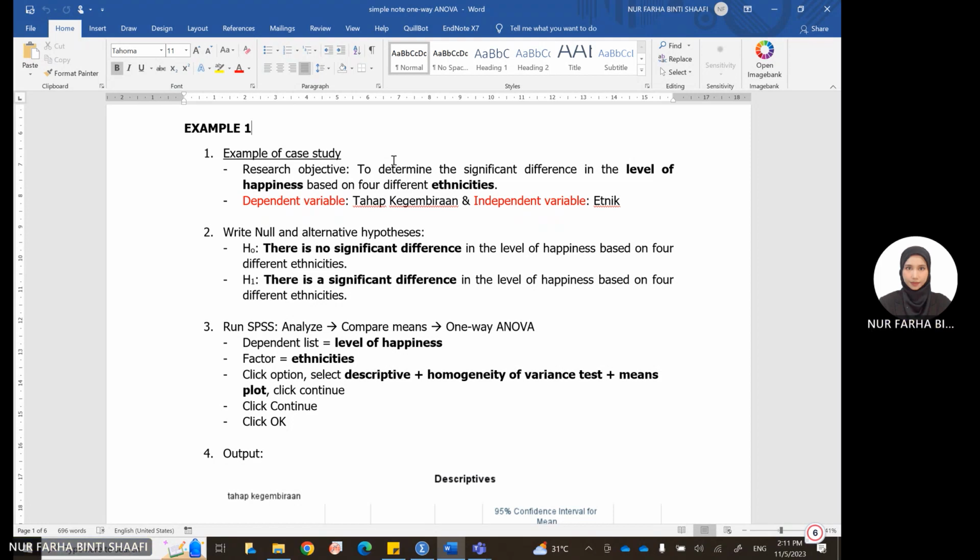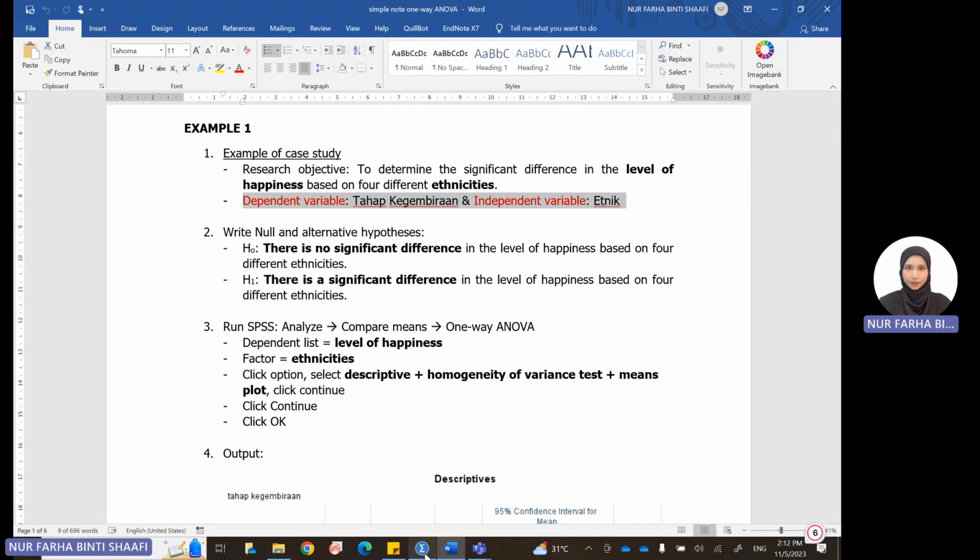All right, and then you already have your hypothesis. Make sure you have null and alternative ones, because at the end of the day, you need to reject or accept. So now we run our SPSS. You already have your case study, your research objective, and hypothesis. Now you want to run your SPSS. What variables do you want to insert? We have stated here the dependent and independent variable.